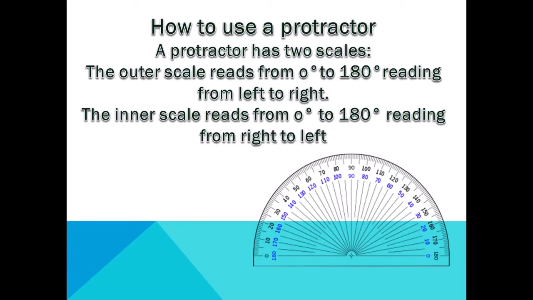How to use a protractor? A protractor has two scales, the outer scale and the inner scale. Here you can see in the picture the blue marking shows the inner scale that reads from right to left and the black marking shows the outer scale that gets reading from left to right.